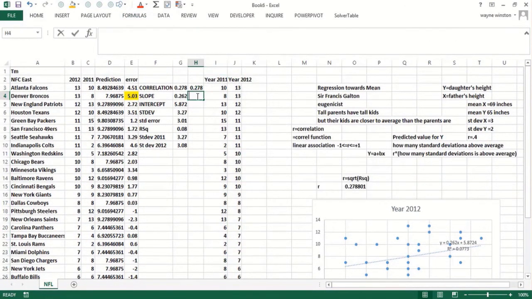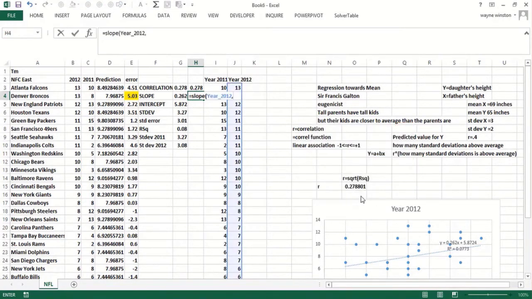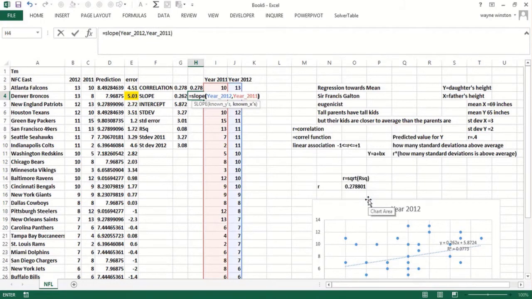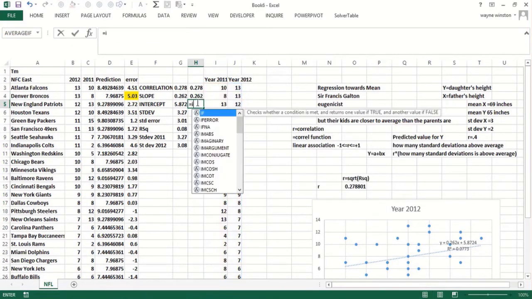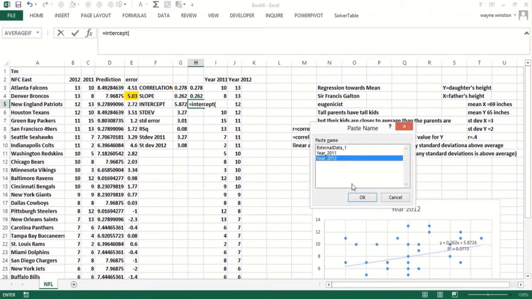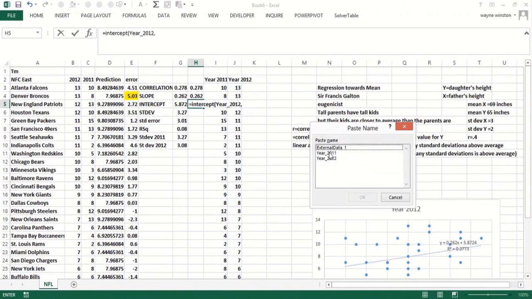Okay, so if I take slope, there's a slope function. And if I hit F3, the 2012 plays the role of Y. Hit F3, the 2011 plays the role of X. And I get the slope is 0.262. If you want the intercept, you could do an intercept function. So you do F3, which is 2012. You got to put the Y first. F3, the 2011 comes next.